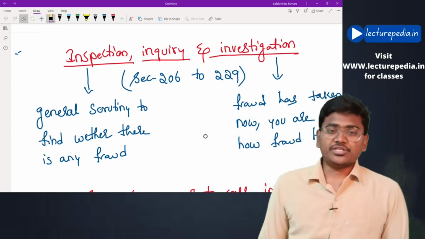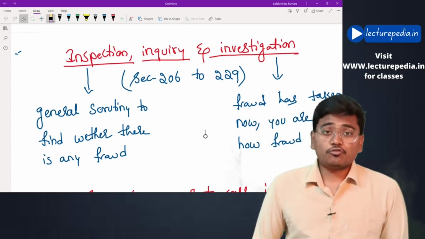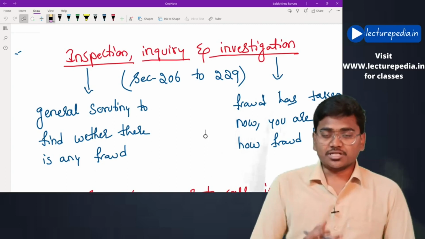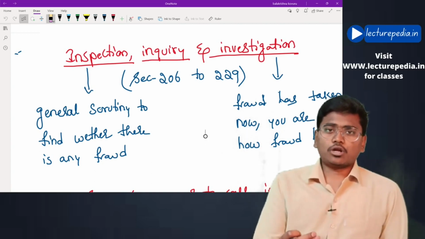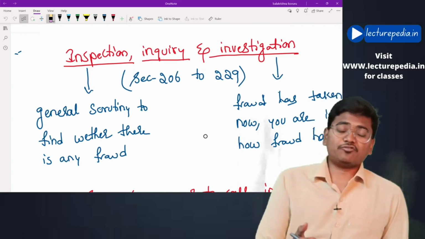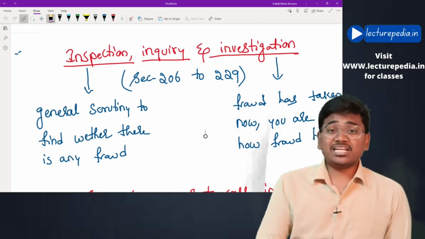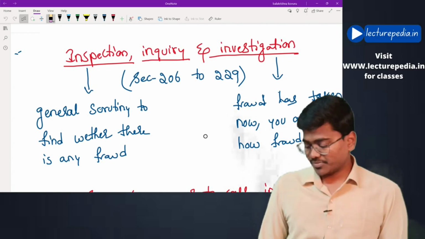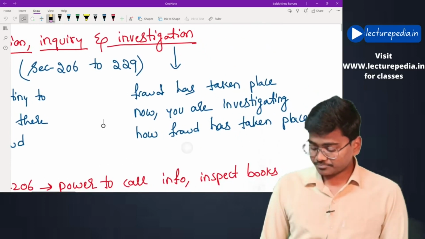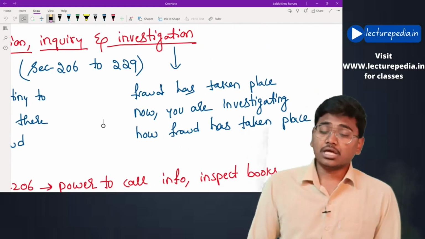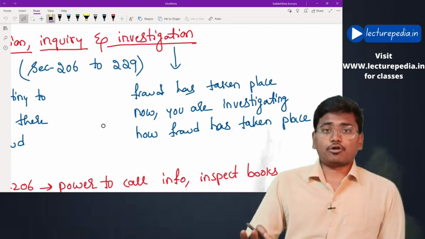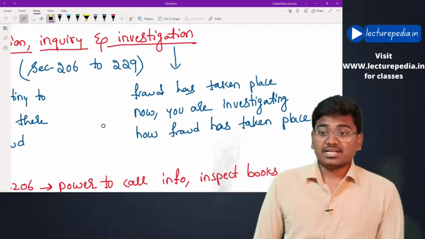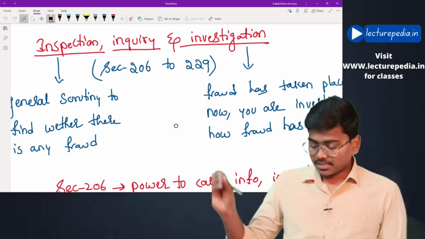Basically, inspection means general scrutiny to find out whether any fraud has taken place or not. While conducting inspection, the people who are conducting inspection don't know whether the fraud has taken place or not. They are checking whether the fraud has taken place or not. That will be inspection. Whereas in case of investigation, the persons who are conducting investigation already know that a fraud has taken place in the company. Now they are trying to find out how the fraud has taken place. That would be the difference between inspection and investigation.